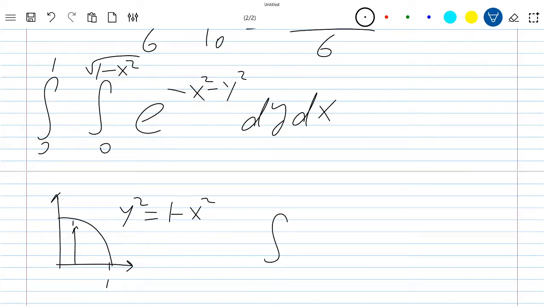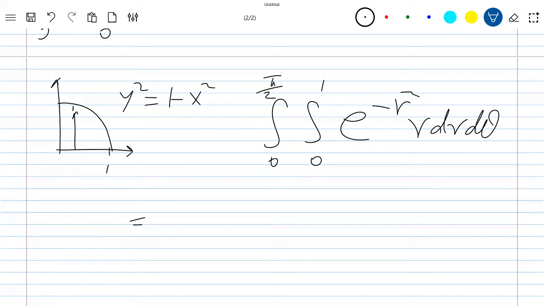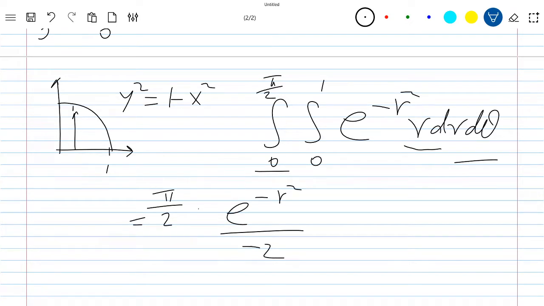So we write it in the r theta coordinates, and x squared plus y squared equals r squared. So that's what we have. Then don't forget you have this r dr. Then r goes from 0 to 1, and theta from 0 to pi over 2. And then this integral is pretty easy because theta is independent of r, so it's just pi over 2. And for r, since there is this extra r, we have a u substitution, so you have negative r squared divided by negative 2, coming from the derivative.